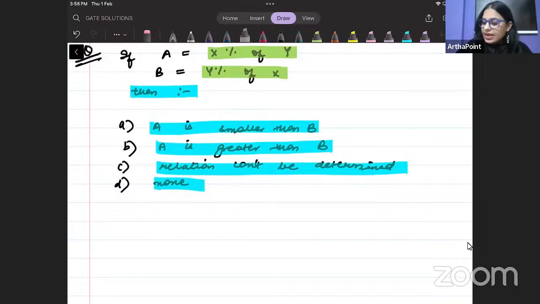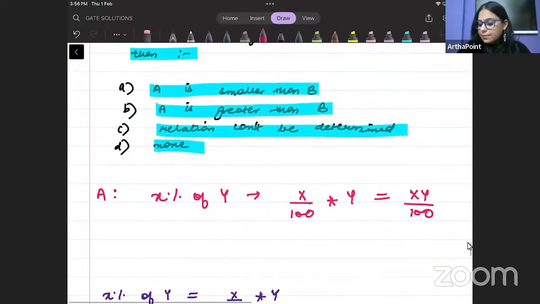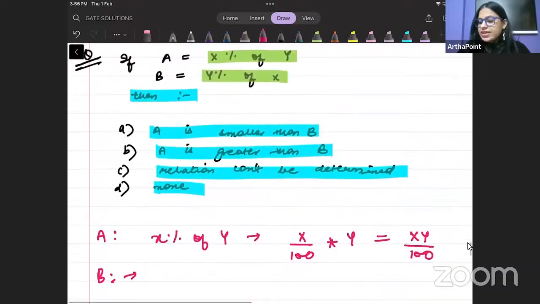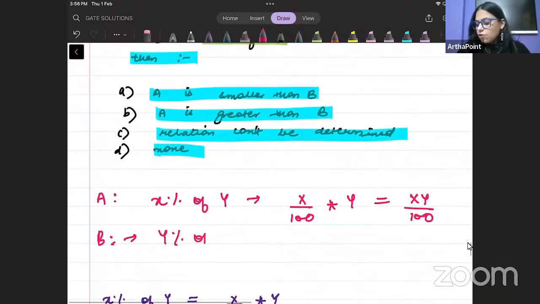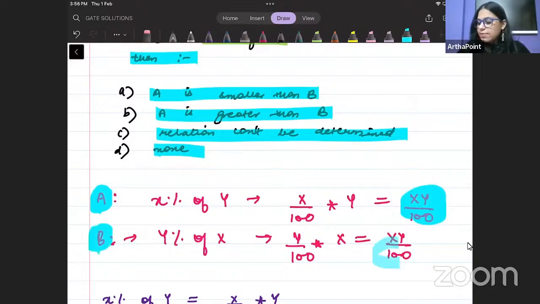Look, A is defined as X% of Y. So it will be X% of Y, so XY by 100. That is A. Beta, B is defined as Y% of X. So Y by 100 into X. So it will also be XY by 100. So if I just notice, A is also XY by 100. B is also XY by 100.